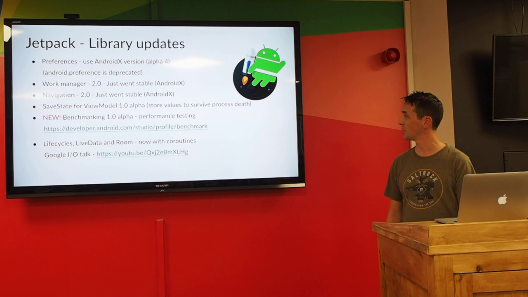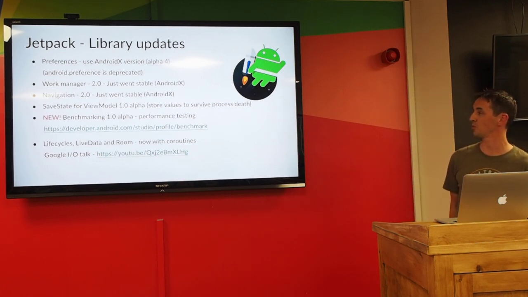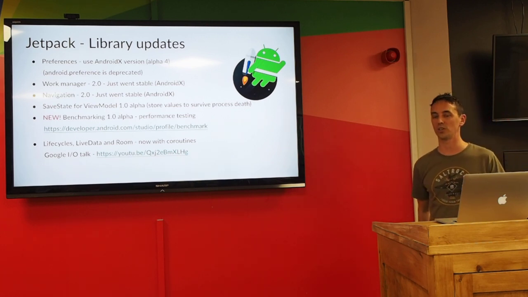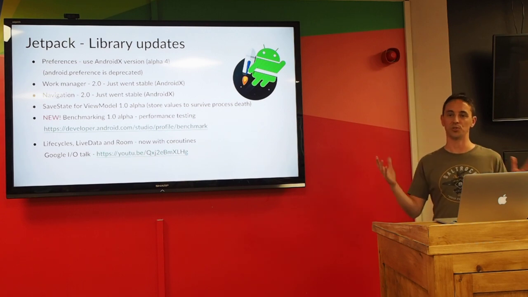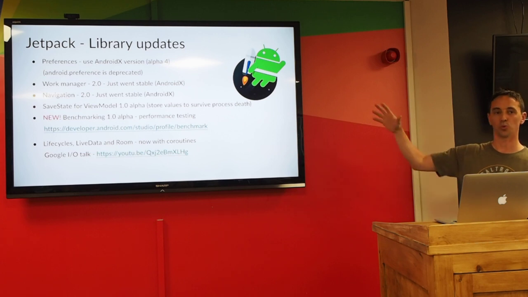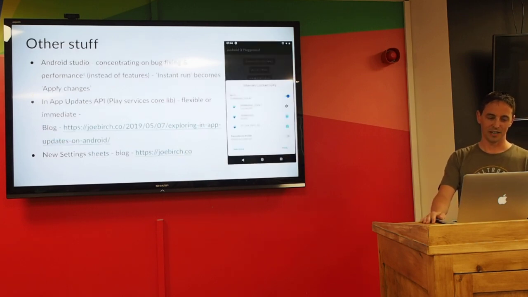New is Benchmark 1.0, benchmarking, so that's another interesting one worth checking out, just for testing the performance of your app. And then we've got coroutines, which is the new hot thing in Android, and comes out of Kotlin. It's a new way of doing asynchronous work. Now Kotlin is the huge thing in Android, so they're integrating things like coroutines into all these tools that they're providing for developers. And another great talk if you've got loads of time on your hands.